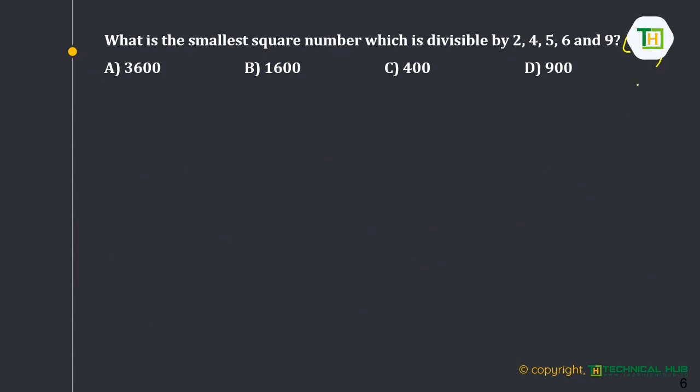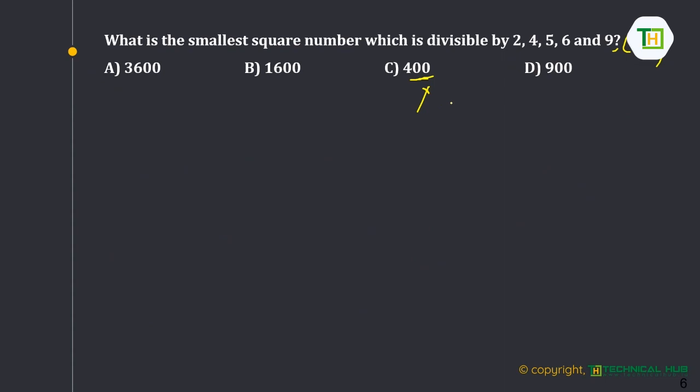What is the smallest square number which is divisible by 2, 4, 5, 6, and 9? You can solve this type of question through the options also. I want the smallest square, and out of the given options, all options are perfect squares. If you take 400, it is not divisible by 9. 400 is divisible by 2, 4, 5, but not by 6 and 9. So you can eliminate option C.